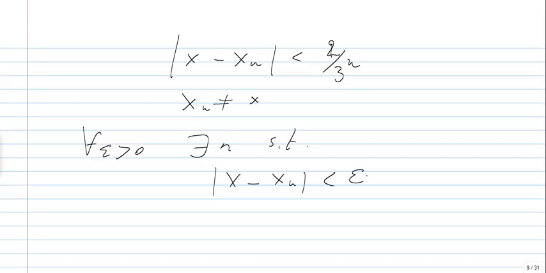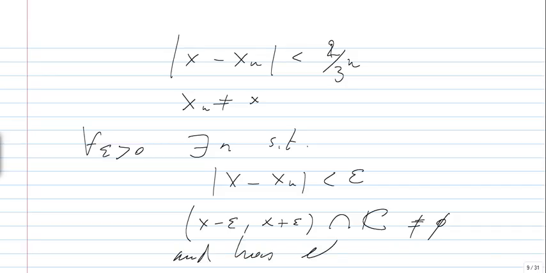So you see the interval (x minus epsilon, x plus epsilon) intersect C, the Cantor set, is not empty and has elements different from x. Okay? So this tells you what? That C is perfect and therefore C is uncountable.